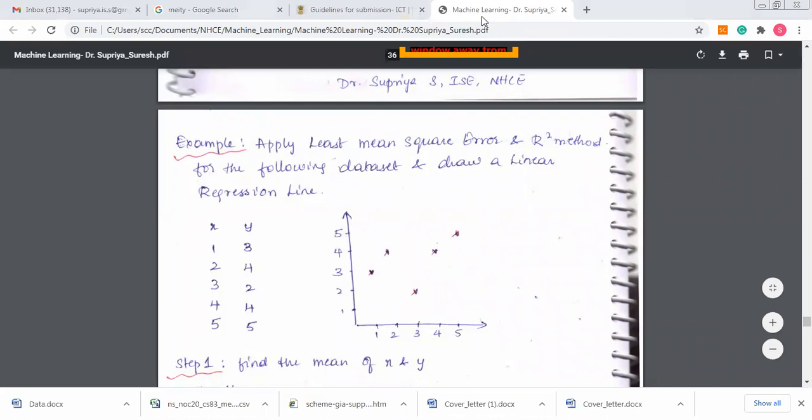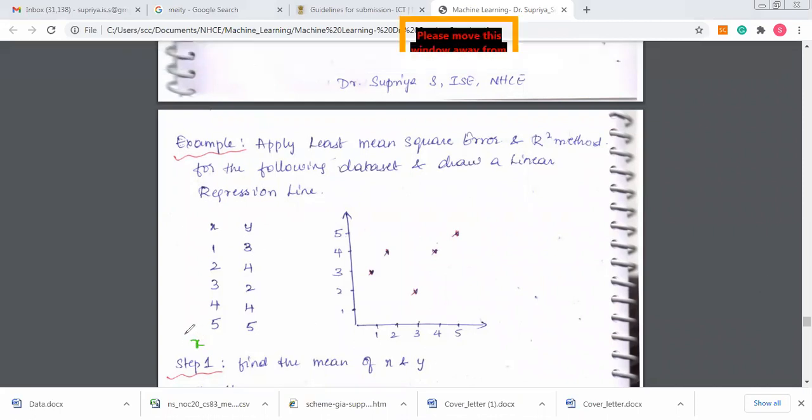You have to tell me what is the mean of X. Mean, I'm going to write it as X bar, Y bar. Ma'am, 3 and 3.6. X, 3 and 4.6. 4.6 or 3.6? 3.6, ma'am. Okay. So 3 and 3.6. So we are done with step 1 now.